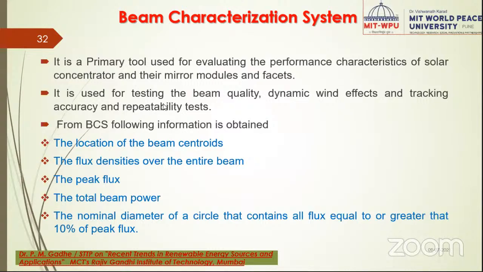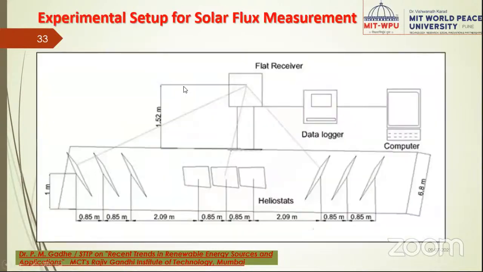So for that, we have used the beam characterization system. You can see here, this is the schematic of our experimental setup. These are the number of heliostats. In total, 9 heliostats we have fabricated. This is just a working prototype.